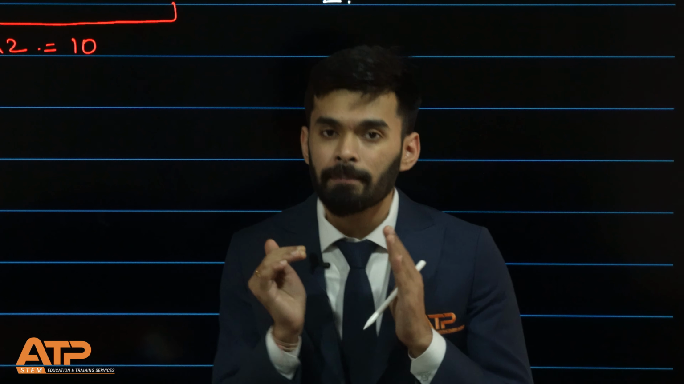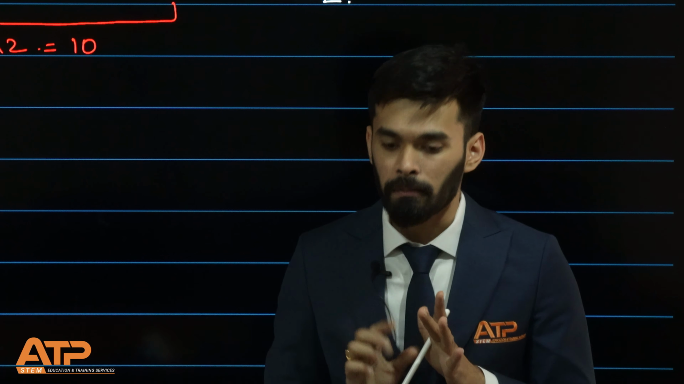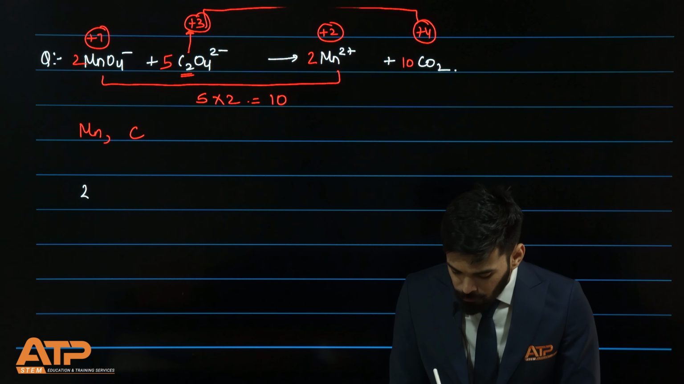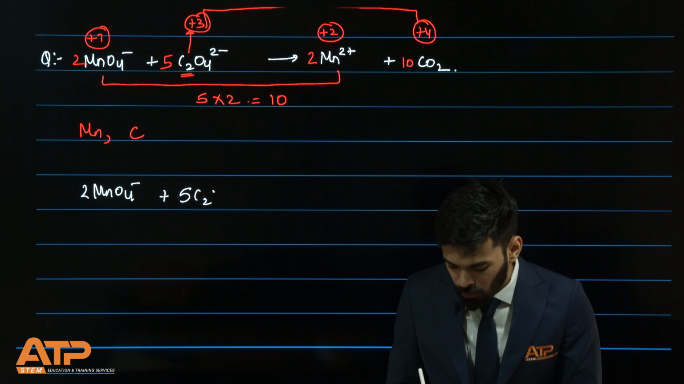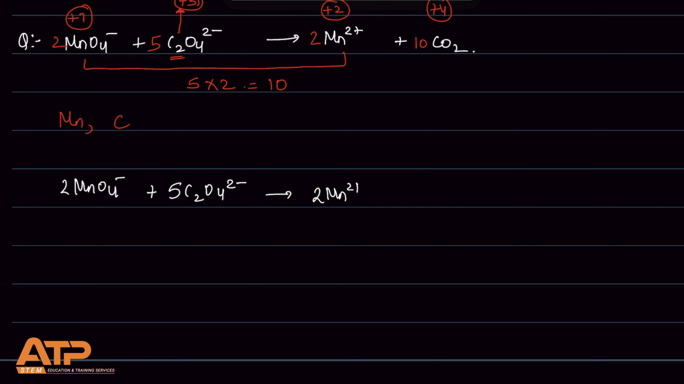In the third step, we balance charge, and this time we will do the third step just for acidic medium. So very quickly, let me rewrite this equation. So we have 2MnO4^- + 5C2O4^2- gives 2Mn^2+ + 10CO2.